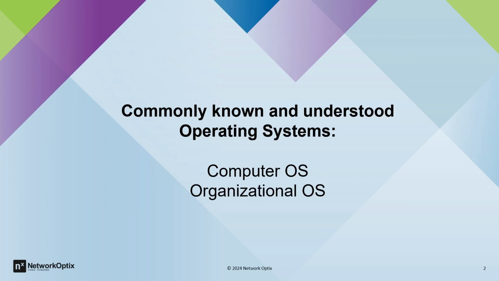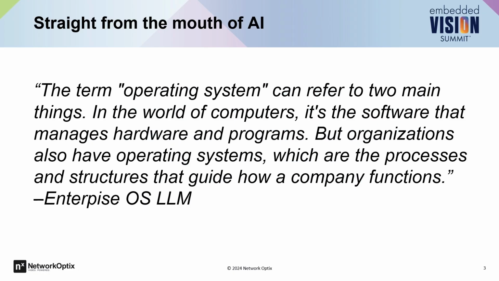The commonly known and understood operating systems that are out there are your computer operating systems, the personal ones. Everyone knows them. Everyone has got one, two, three favorites, uses them all day, all night, manages their daily communications, their daily digital life. The term operating system can refer to two main things. In the world of computers, it's the software that manages hardware and programs, but organizations also have operating systems, which are the processes and structures that guide how a company functions.